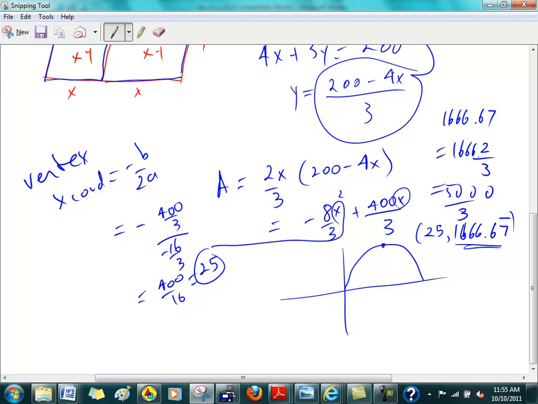Nate, what are you confused with? How did I get the 5,000 over 3? Well, you guys should know that 0.66666666 is 2/3. Should know that. So then you get 1666 and 2/3. Then you just times everything by 3 and add 2. Okay?